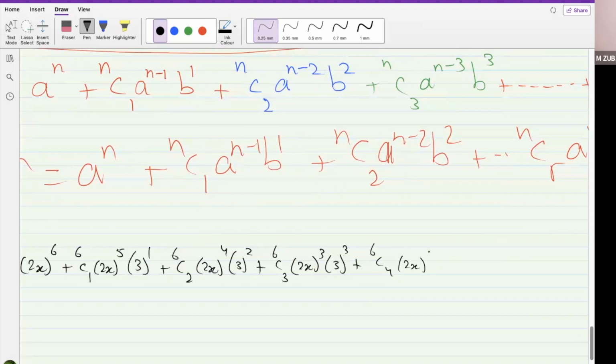6C4 a^(n-4) b^4, 6C5 a^(n-5) b^5, and the last one is b raised to power 6.